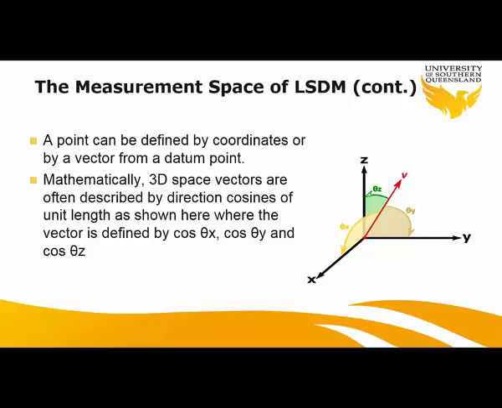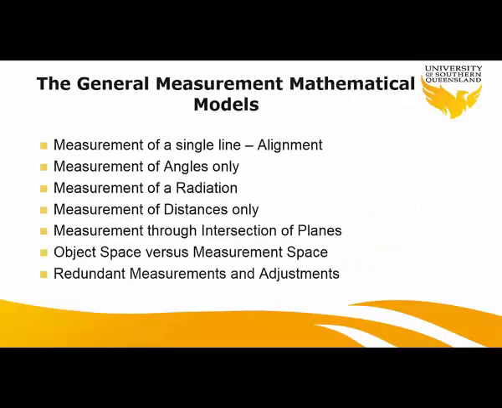Usually using a vector from a datum point. So this is the datum point and this is the point we want to measure, and then we can express the vector using the cosine of the rotation angles with respect to x, y, z. So this is how they express the vector in math. You don't need to know too much of that. It's just an introduction to how we measure the vector in metrology, and basically the instrument does this for you. It's just understanding the concept.